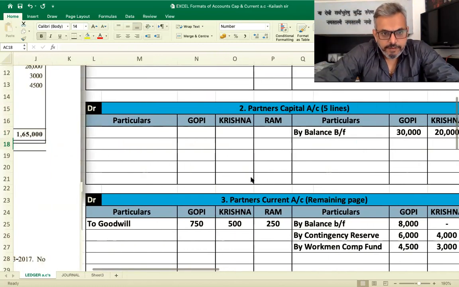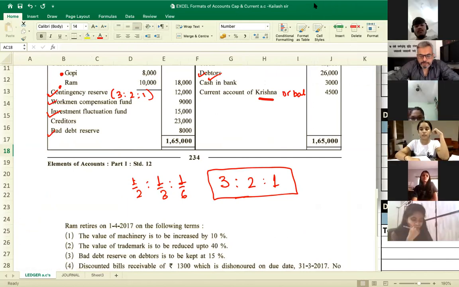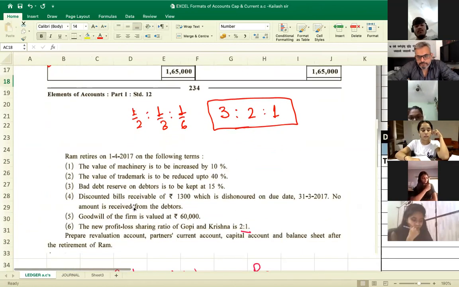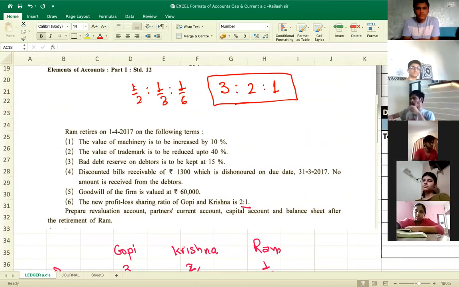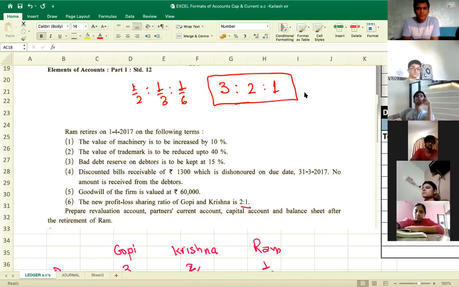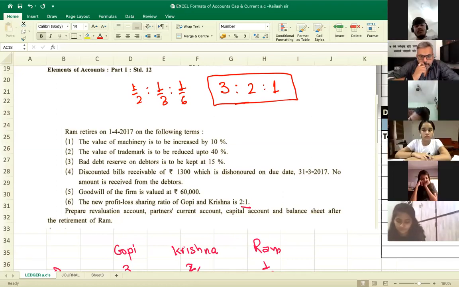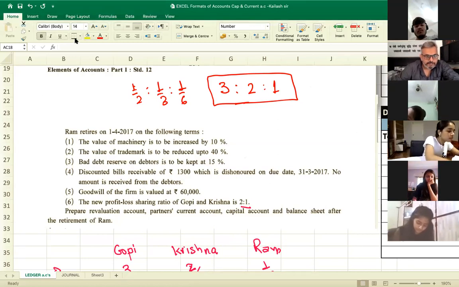Okay, debtors. Now over here in debtors, all of you please pay attention for a while. See, over here we have this fourth adjustment. Look at the fourth adjustment, all of you. Discounted bill receivable 1300, which is dishonored on due date 31/3/2017. No amount is received from debtors. Now you underline this. No amount is received from debtors. Please underline this.